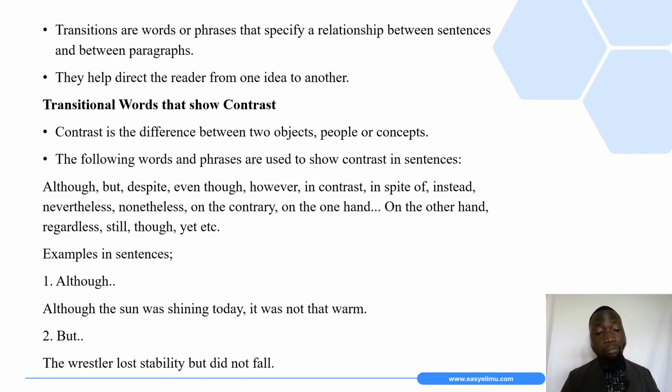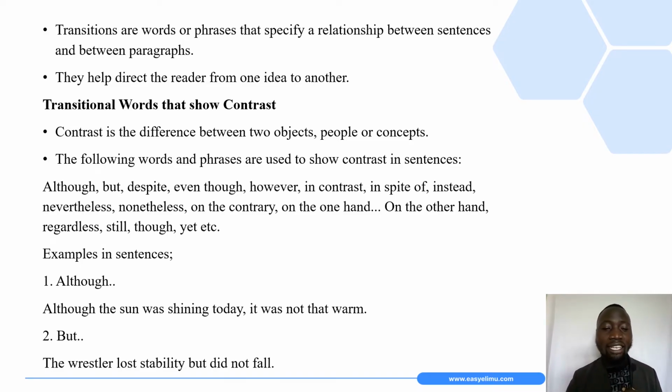The first one is although, and the example that we have in a sentence is: Although the sun was shining today, it was not that warm. So there is a contrast here. The first thing that we are aware of is that the sun was shining, but it was not warm.